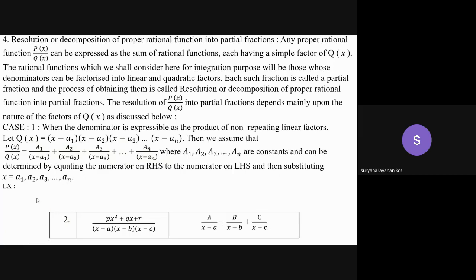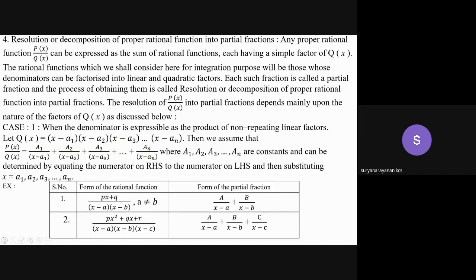Let us see the example of how to write partial fractions for a given proper rational function. See this table, my children. If you observe this table, the first column is the form of rational function, and the second column is the form of partial fraction. See this first one: (px plus q) by (x minus a) into (x minus b), where a is not equal to b.